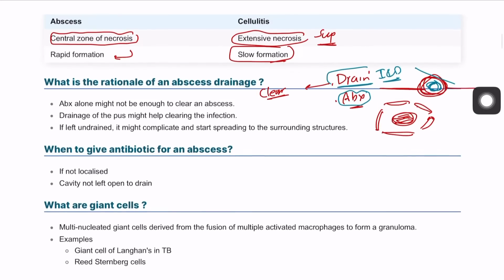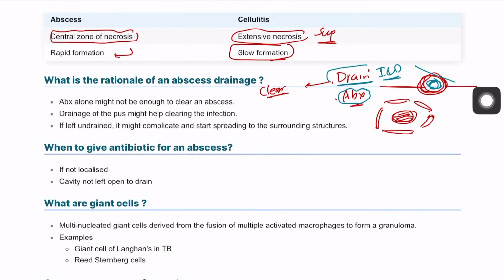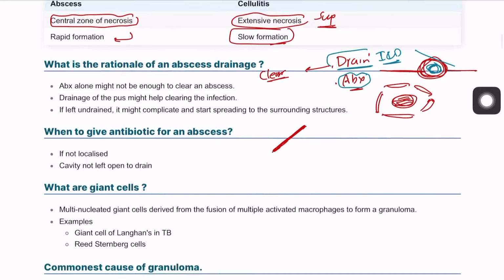When to give antibiotics? So what if the abscess is not really localized or looks like cellulitis? That's the time that you will need to give antibiotic. Usually after we open an abscess or we do incision and drainage, we keep it open. We don't close it by any sutures or anything like that, because otherwise the infection will reaccumulate. So if you didn't do that, you will probably need to start your patient on antibiotic.